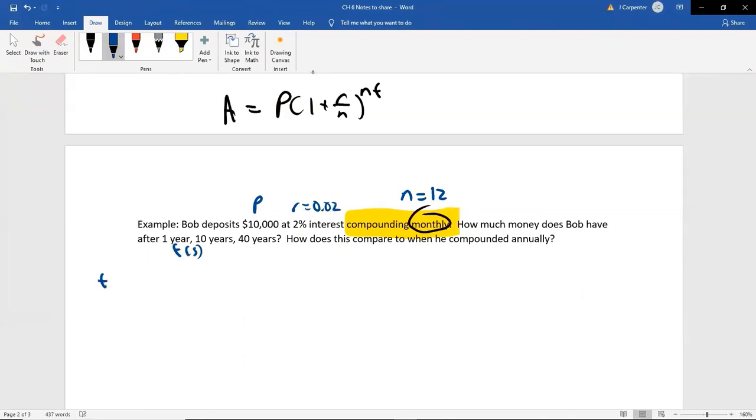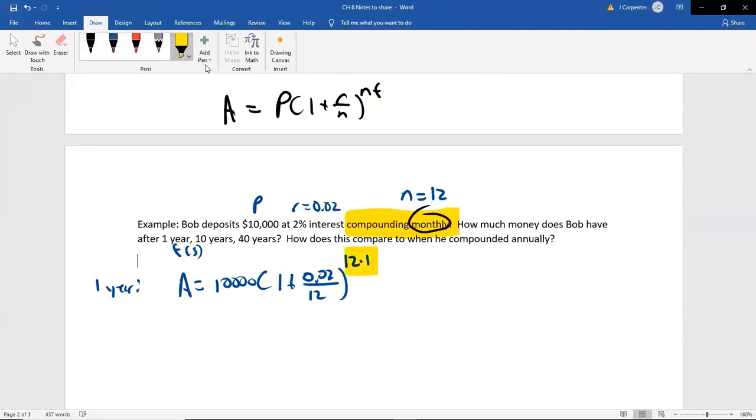So for 1 year, that would be A equals 10,000 times (1 plus 0.02, that's the r, over n, which is the 12) raised to the nt, which is 12 times 1. Now, before you put this in your calculator, I said to pre-multiply the exponents, which 12 times 1 is 12. So that's 10,000, parentheses, 1 plus 0.02 over 12, raised to the 12.